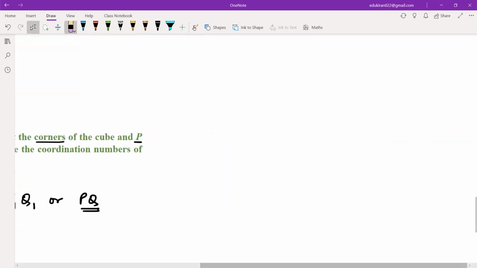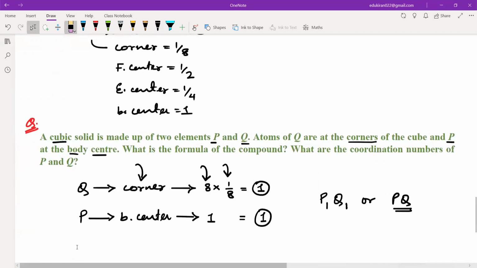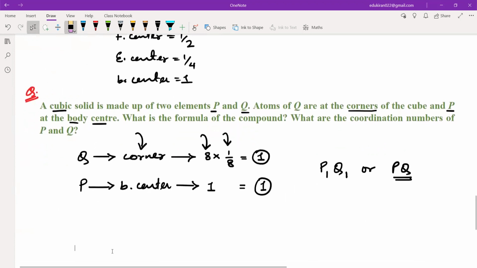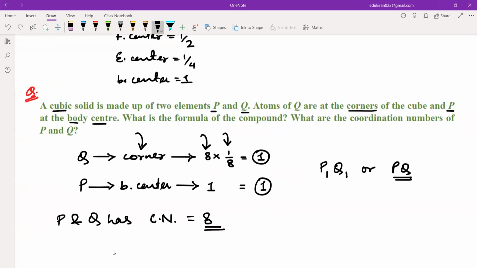Now in this question, they have asked one more thing. What is the coordination number of P and Q? So it is very simple. Now P and Q are forming BCC type of structure, right? So P and Q has coordination number that is equal to 8, right? For body center, the coordination number is equal to 8.